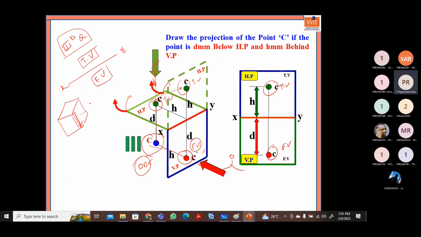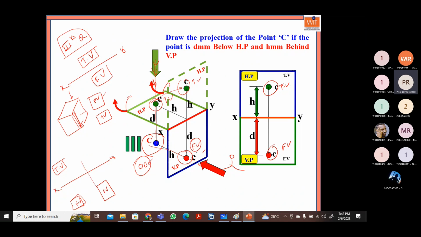So if this is the front view image and this is the top view image, let us say. Now you can see the difference clearly if the object is in the third quadrant. When the object is in the third quadrant, as we already discussed, the top view is drawn above the XY line and the front view is drawn below the XY line. So the front view image comes here. This is the front view image.